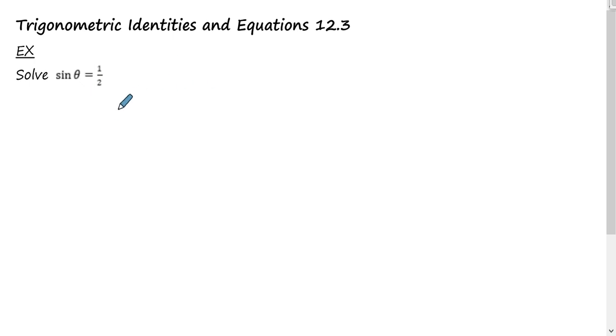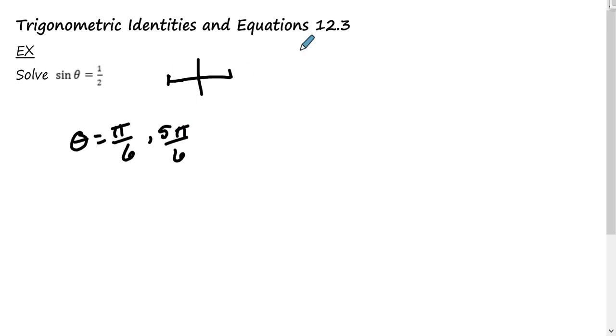So for this problem, this would be a no calculator question. So now I have to think about my unit circle, and I want sine. Thinking about sine, that's the height, that's the y value, and it's a half. And that, remember, is the short height. So therefore, it's in those two quadrants at those locations. So therefore, theta is pi over 6. That's this, and then we count around, and this one is 5 pi over 6.